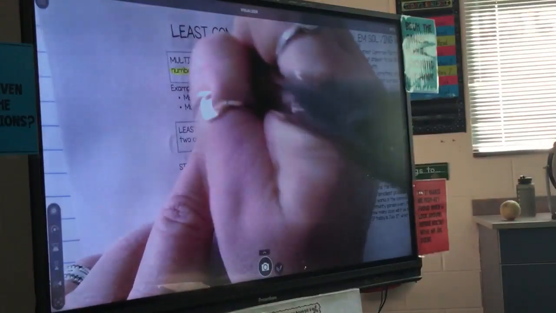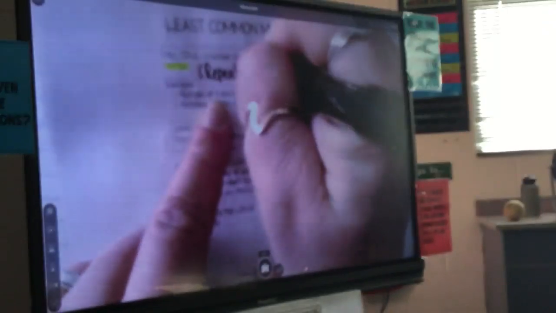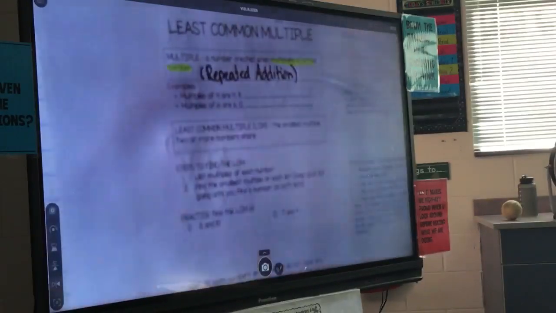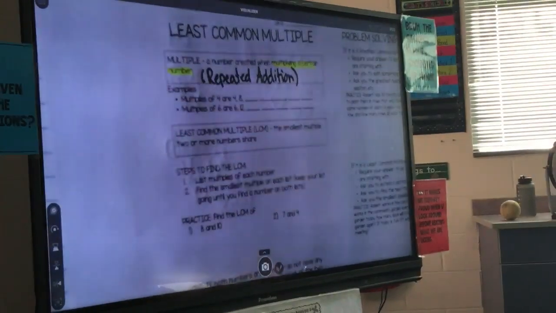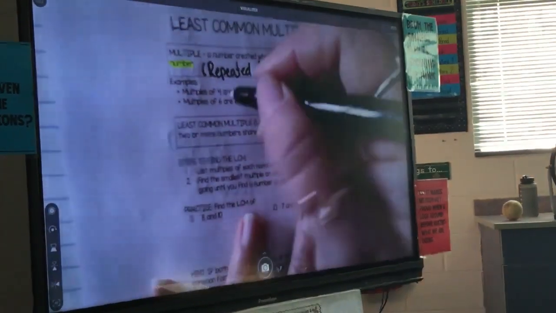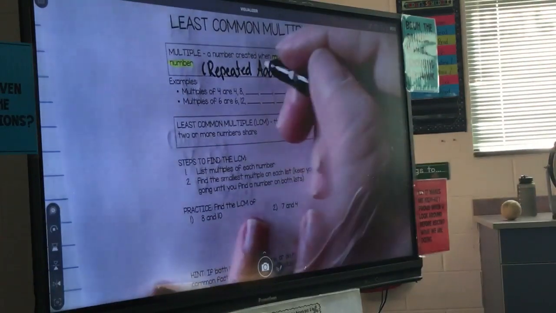So, repeated addition? That is all. Finding multiples is just repeating the same number, adding it over and over and over again. All right, so you have 4, 8. What comes next? Raise your hand.